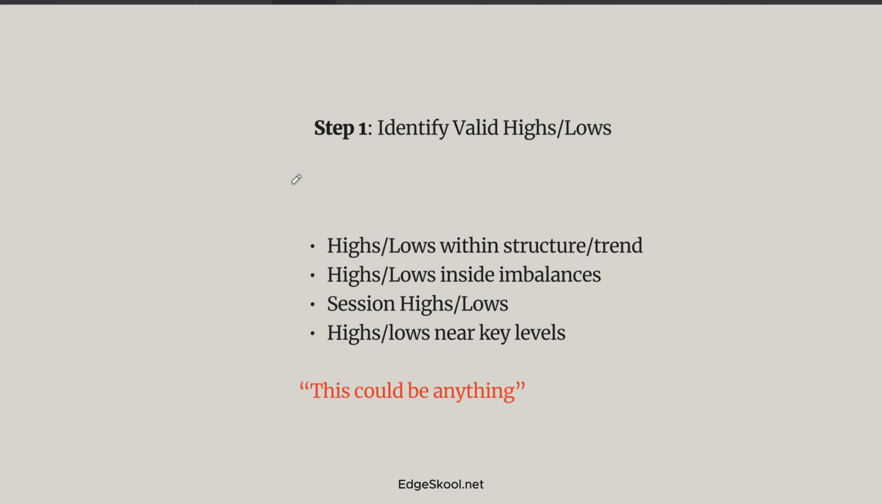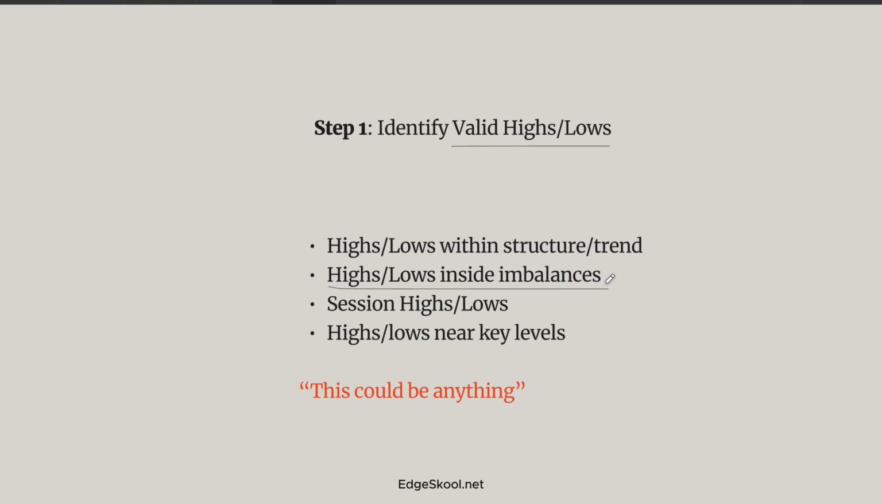So let's start with the first step, and that is identifying valid highs and lows. And when I say valid highs and lows, it does not mean just any high or low, because we always want to focus on high probability conditions. So we need to actually focus on valid highs and lows. And valid highs and lows could be highs and lows that are within the structure or the trend. And this is something that we already explained and we went over.